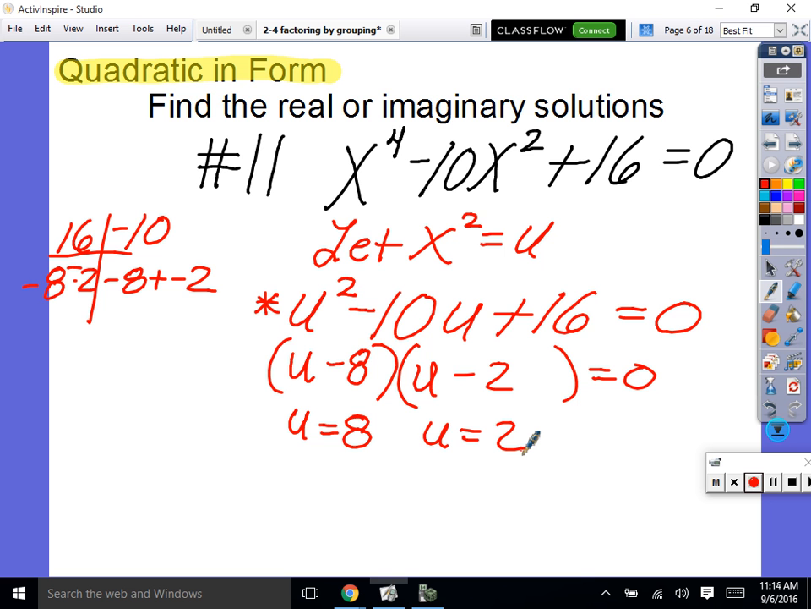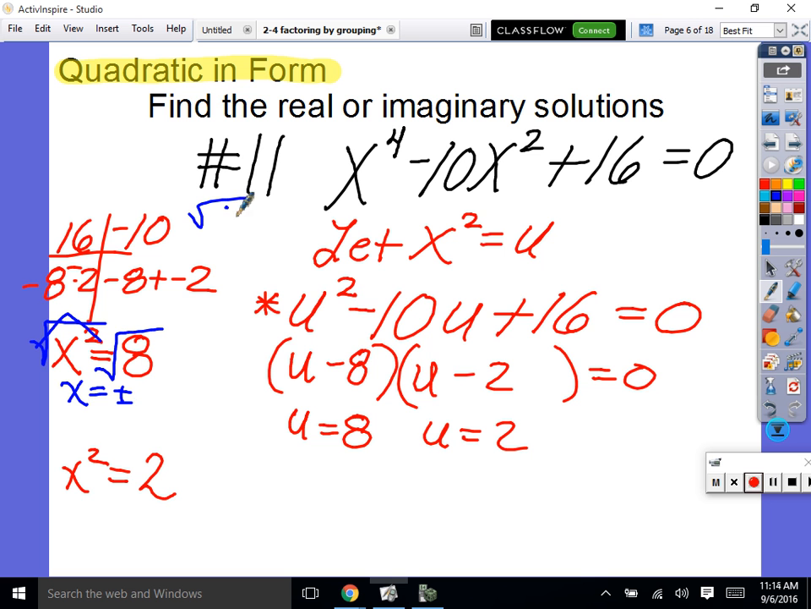So now we say those aren't our solutions, but we know x squared is equal to u. One of our u's was 8. And we also have x squared is equal to 2, because u is 2. Solve for x in each case. Square root both sides of the equation. Root cancels out with power. X is equal to plus and minus the square root of 8, which, if you remember, 2 times 2 times 2, right? 2 square roots of 2.